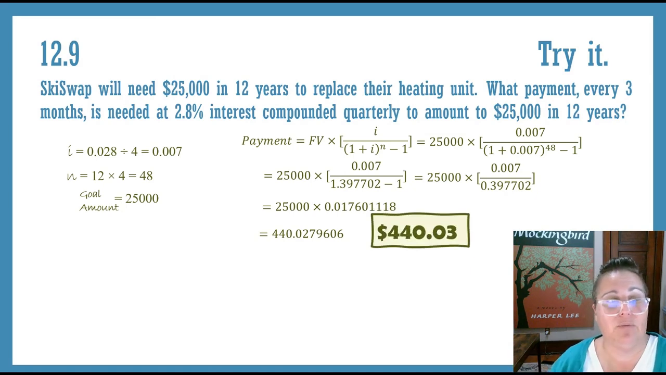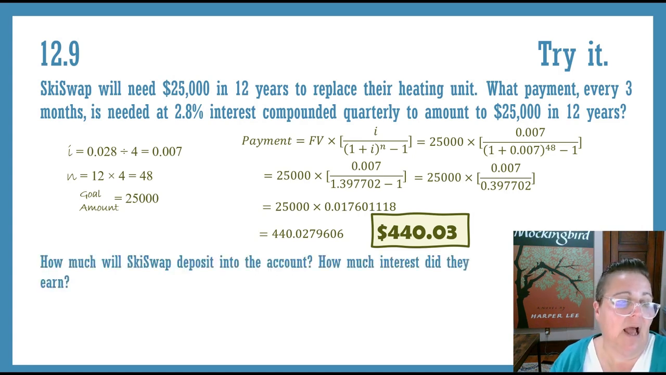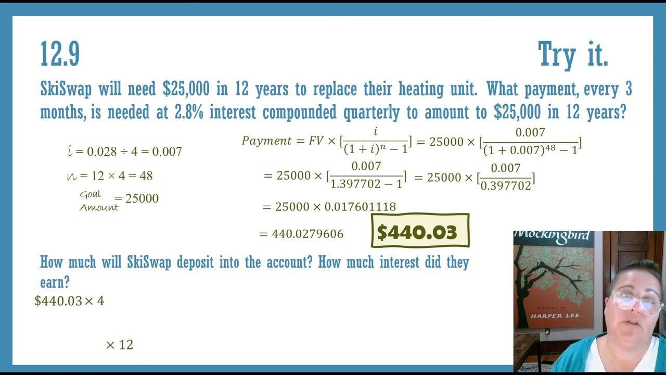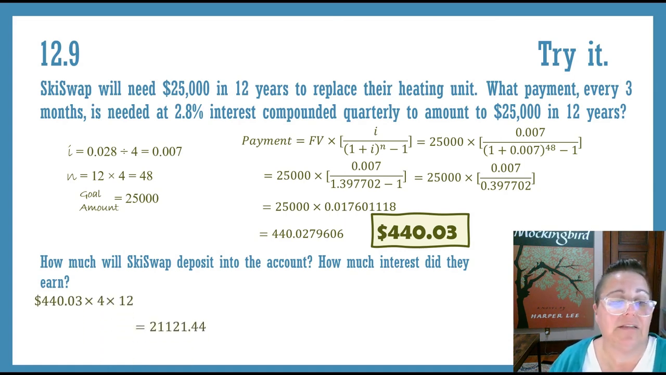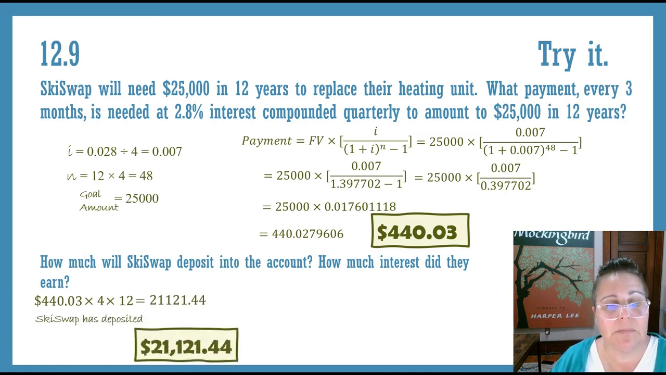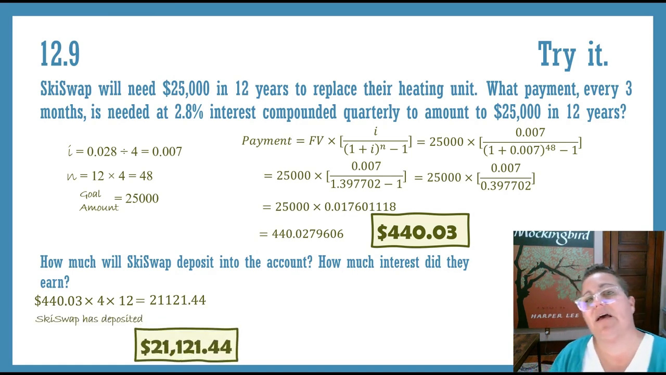This means that every 3 months for the next 12 years, Ski Swap, whatever that is, needs to be able to put away $440.03. So if they do that, how much will Ski Swap be depositing in total? So they're going to do $440.03 4 times a year for the next 12 years. That's going to give them $21,121.44. They're going to need $25,000, and $25,000 is what's going to be there.